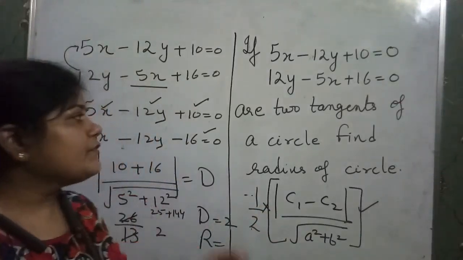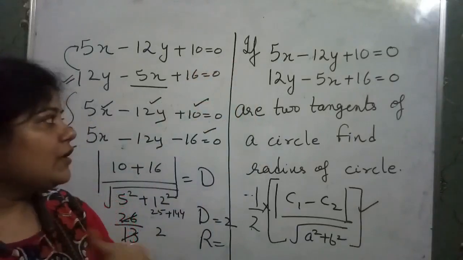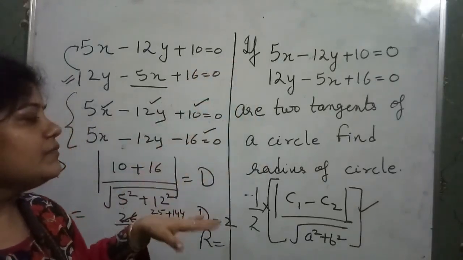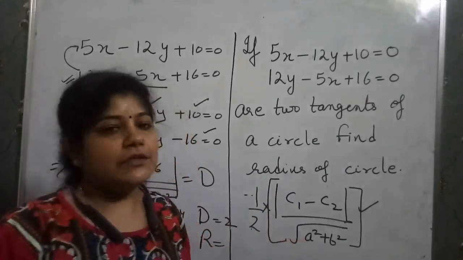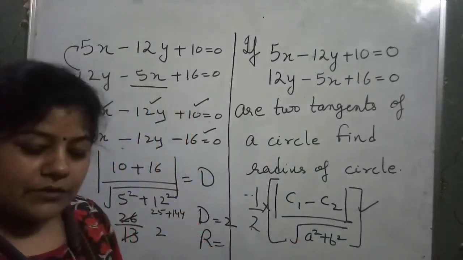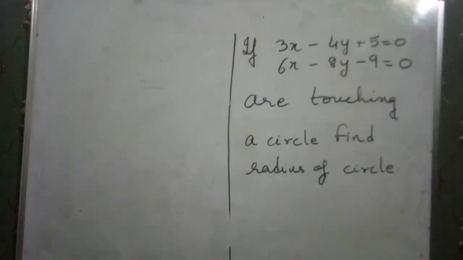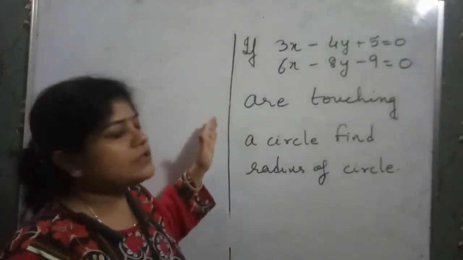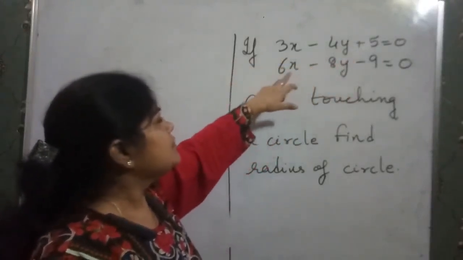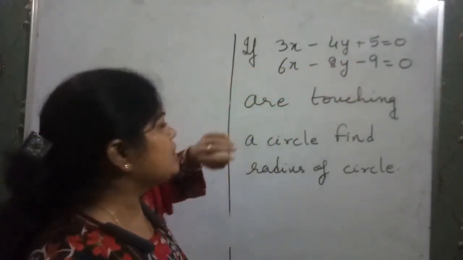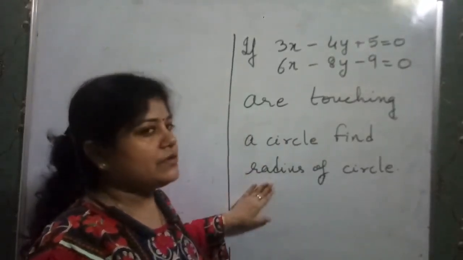If the two tangents or the two lines are going along the circle touching the circle, then we can find the radius of the circle with this formula. Clear? Now there's another question. The same type of question is there. The question may be in this way. If 3x minus 4y plus 5 is equal to 0, 6x minus 8y minus 9 is equal to 0 are touching a circle, find the radius of the circle.